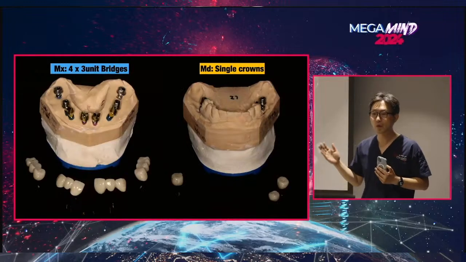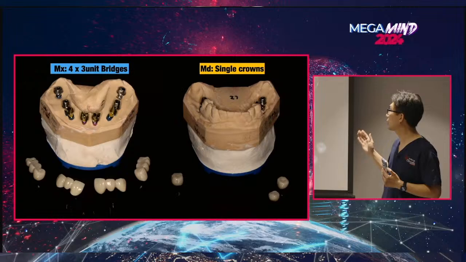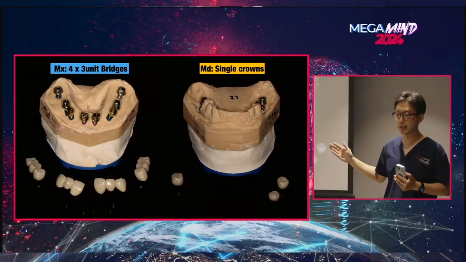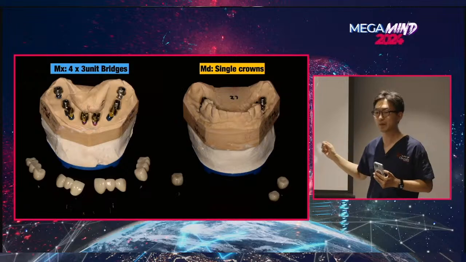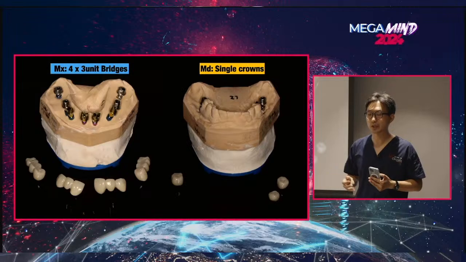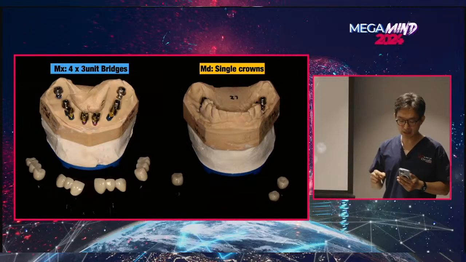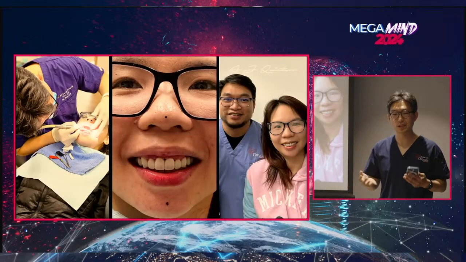And we created four 3-unit bridges for the maxilla, three single crowns for the mandible. And these are custom hex titanium abutments. Those are engaging abutments. So you have to seat these abutments first in the mouth and cement those restorations intraorally to ensure passive fit. And the day of final delivery, it's a big celebration for us.